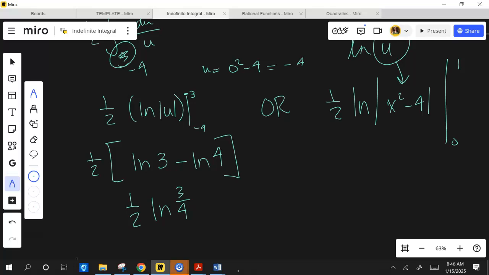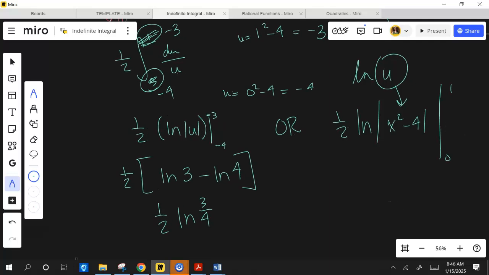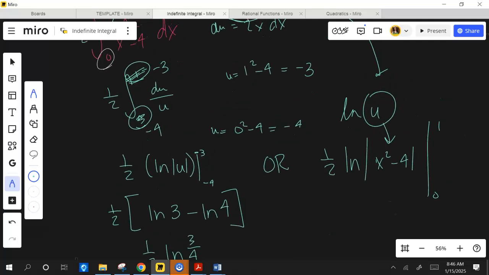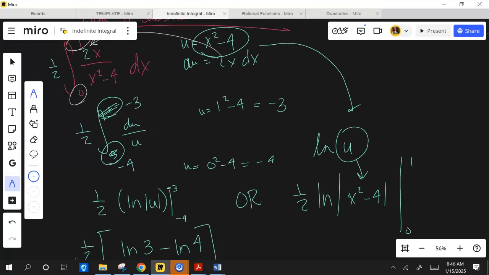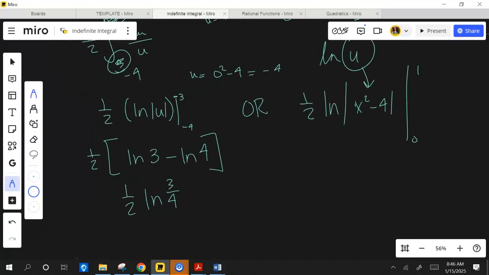Okay, so option 2 is replace the u, write it back in terms of x. So up here, I had u equals x squared minus 4. I took the u out. So if you take the u out, you don't have to adjust the bound. If you leave the u in, you have to adjust the bound. One of the two has to be adjusted, either the bounds or the u. It's up to you which one.